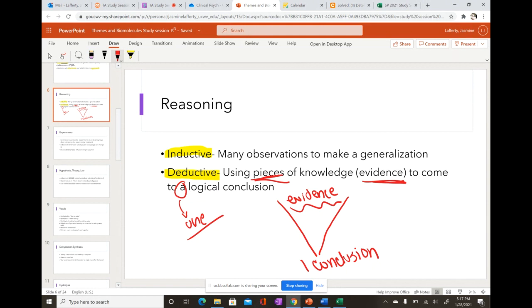Okay, now the flip side of this is inductive. This is where you make a broad conclusion, so you flip the funnel upside down. Many observations make a generalization. So say a broad conclusion.